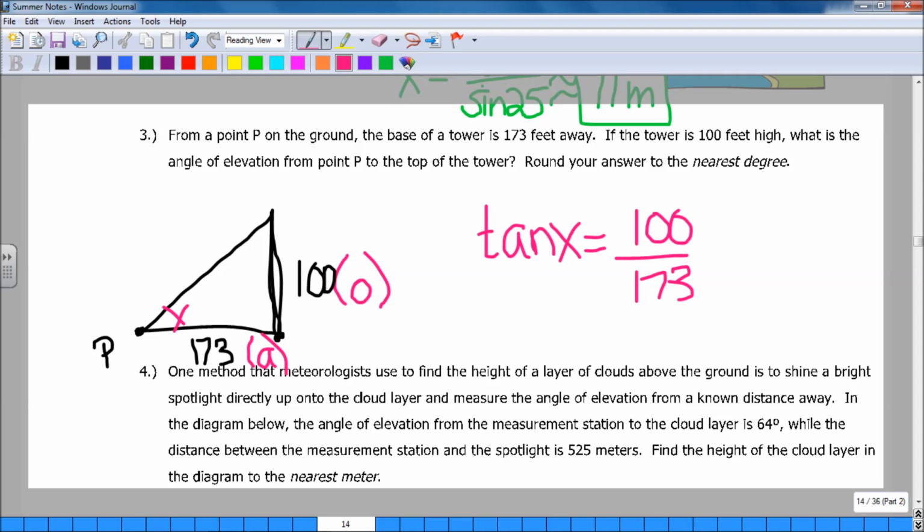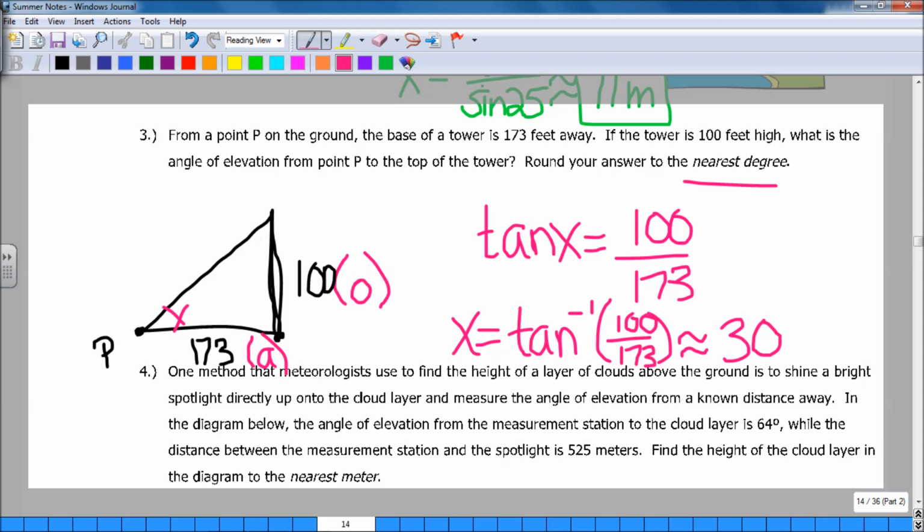So to get this x out of here, I have to do the inverse tangent. So I'm going to say x equals inverse tangent of 100 over 173. Don't forget, to be able to do this, you have to press the trig button, which is right underneath the control button and to the right, right next to the equals button. You're going to choose tan to the -1 of 100 over 173, and you end up getting, rounded to the nearest degree, 30 degrees. So that will be what my angle of elevation is going to be.